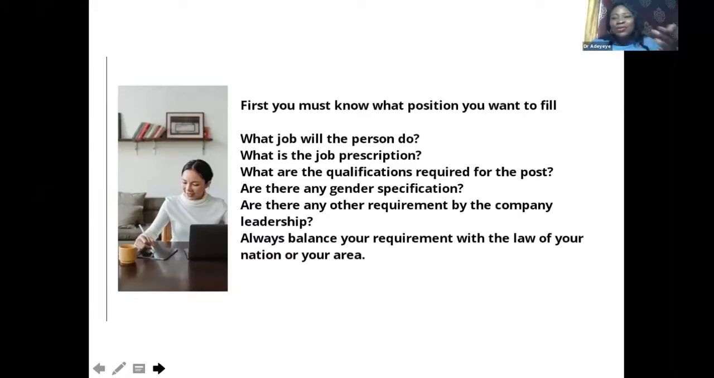Though there are some jobs that you don't need to be specific about the qualification. For example, maybe you need someone that can help you move goods from one point to another. You don't need certificates to move goods. All they need is physical strength, physical energy, and maybe honesty and so on. But there are some jobs that require some specific qualifications. So if that job requires a qualification, make sure you spell it out, so that those who don't have the qualification will not just come and clog your site.